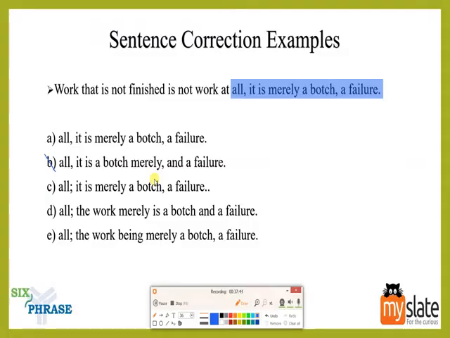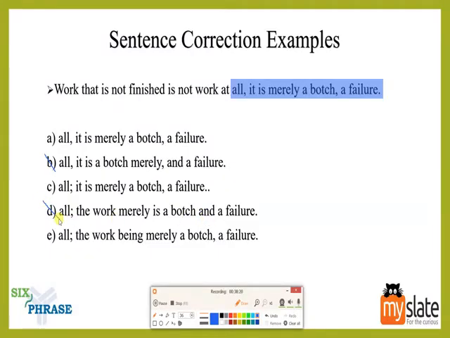Fine. And the third one: "All semicolon, it is merely a botch comma a failure." Fine. "All semicolon, the work merely is a botch and a failure." See, they are talking about botch and failure. They are one and the same, so you cannot repeat it again and again. An "and" is used to join two different or two similar things, but it is actually redundancy here. Botch and failure are redundant words; you cannot add them with an "and". So this option is not at all possible.